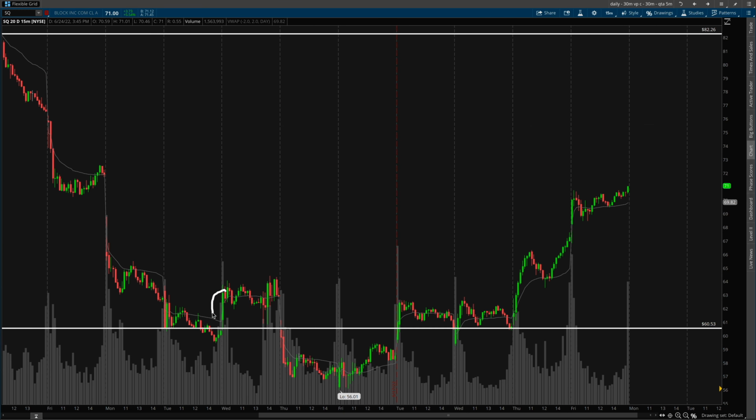We can see how Square opened up really aggressively. So I waited about an hour and a half, let it pull back into this level, and then I decided to get long right here. Now, as we look forward in the chart, you guys can see this is a little bit unexpected, but we'll get into that in a second.